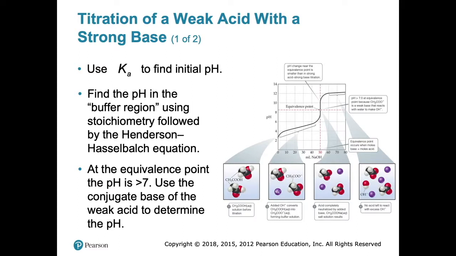So let's talk about titrating a weak acid with a strong base, which is what you'll be doing in lab today too, right? You can use the Ka to find out what the initial pH is, right? And so here, it's very similar to what's happening with the strong acid strong base, but notice that the equivalence point part is much smaller. It's much shorter.